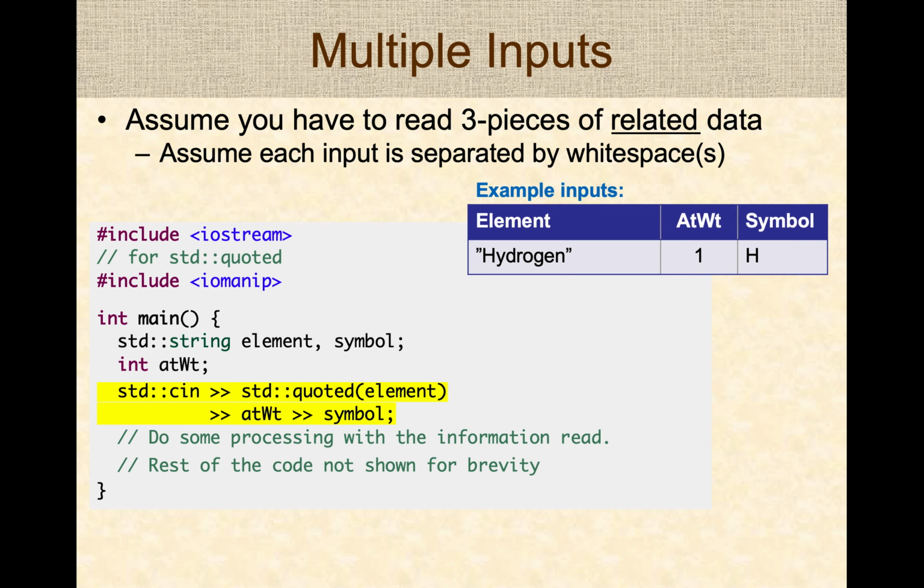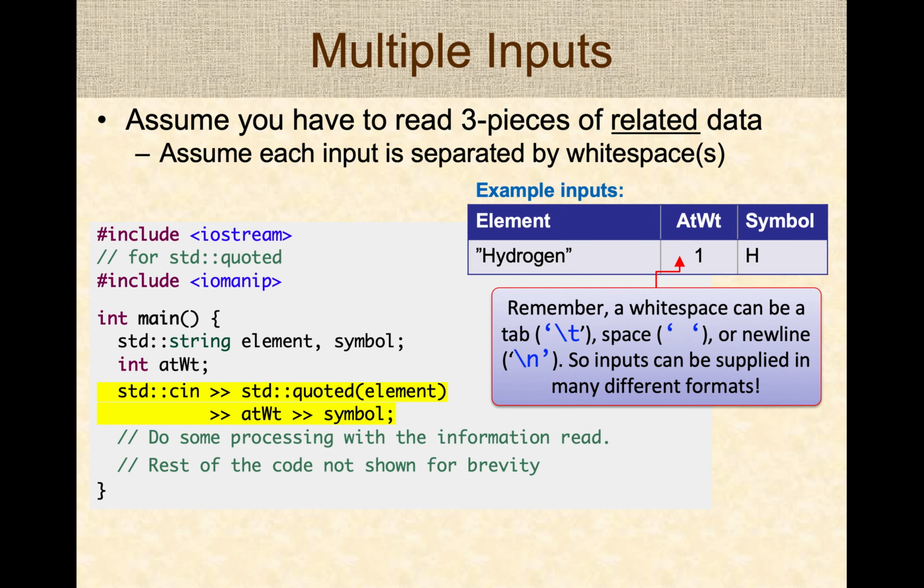We have defined our variables, element and symbol as strings, and atomic weight as an integer. And then we directly read the values. Here we're using the std::quoted method to get rid of any quotations that might be present around the element, and also handle element names that have multiple words in them.